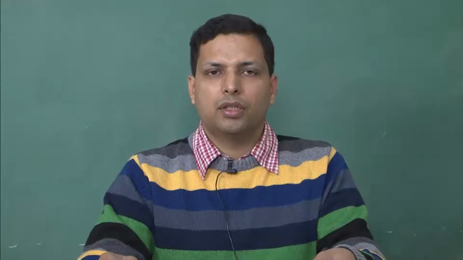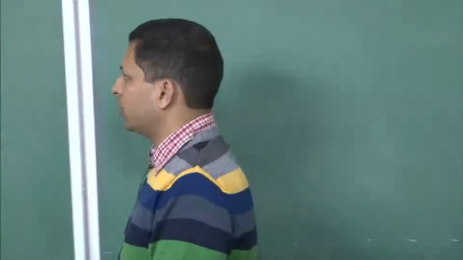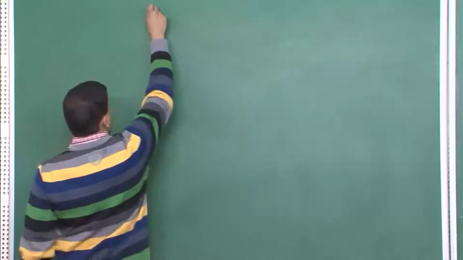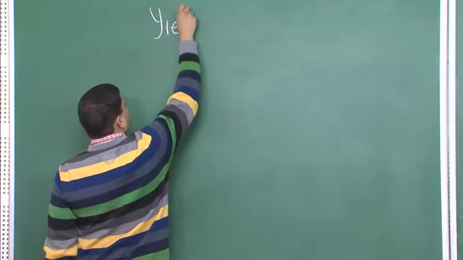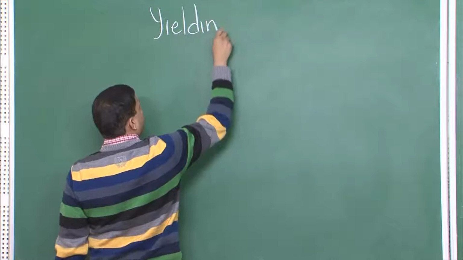So, we will continue our discussion on yielding. Yielding is the value of stress at which the material starts to deform plastically. So, let us look again at the stress. We are talking about yielding.